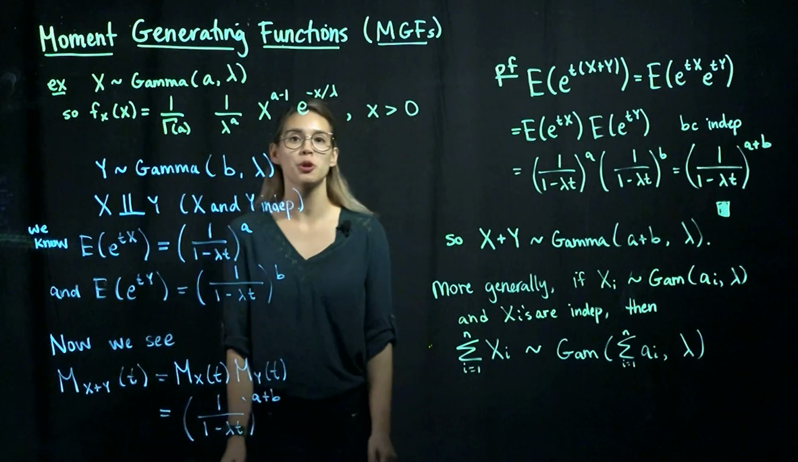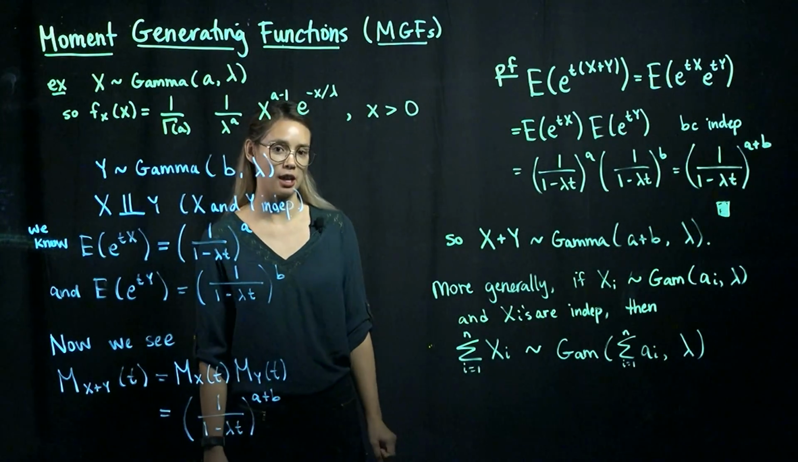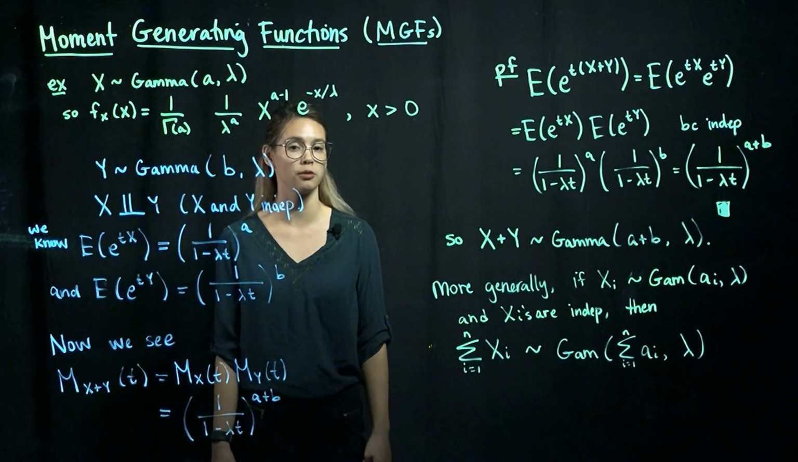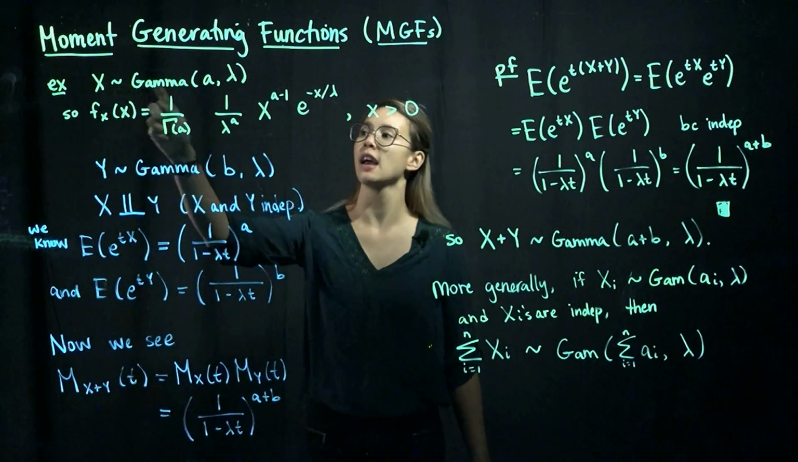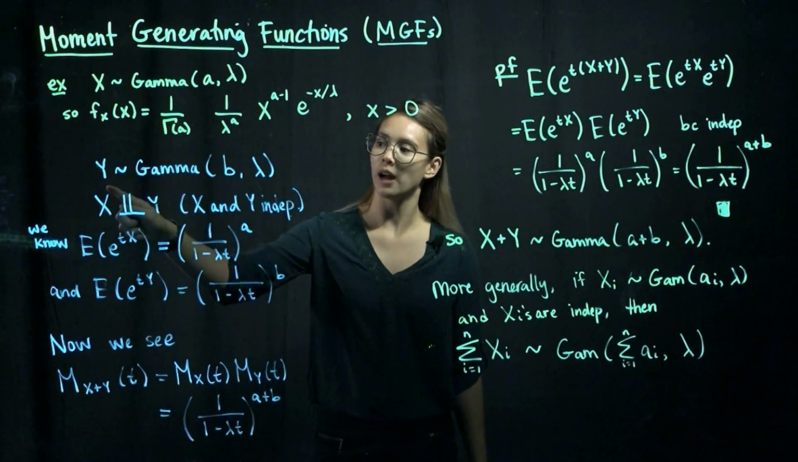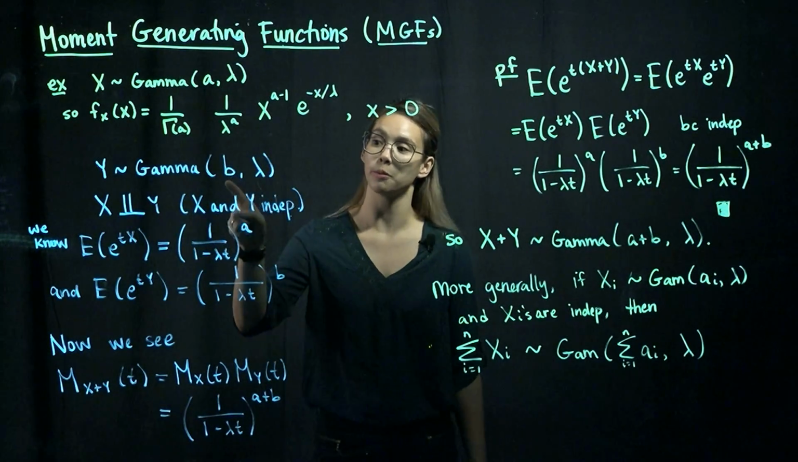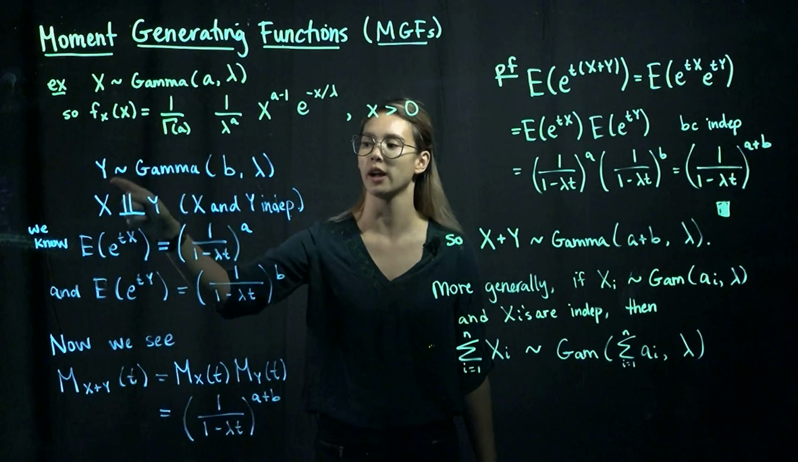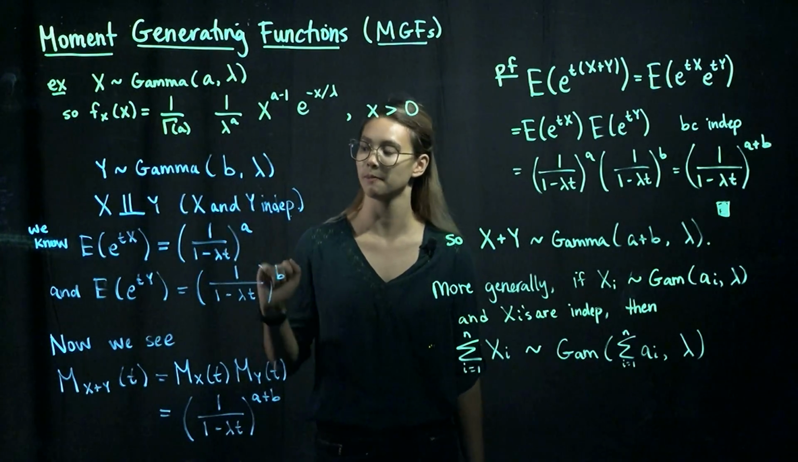Let's talk a little bit more about the gamma distribution and MGFs. So now we're going to have two gamma distributed random variables. X is going to have a gamma distribution with parameters a and lambda, and then Y is going to have a gamma distribution with parameters b and lambda. Let's also assume that X and Y are independent.